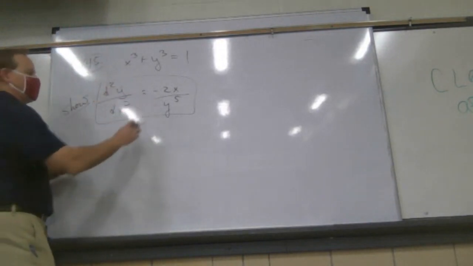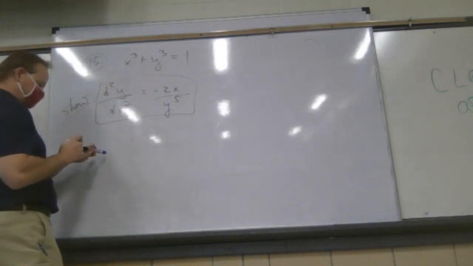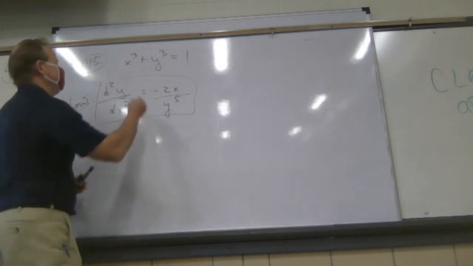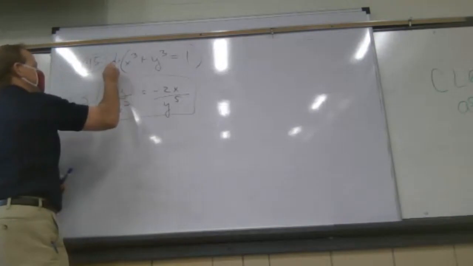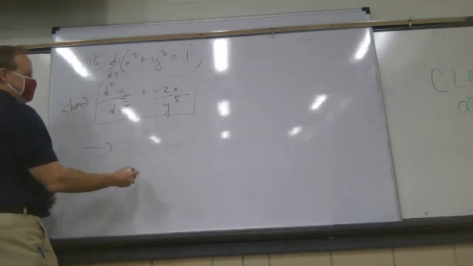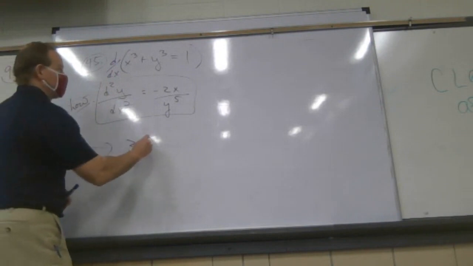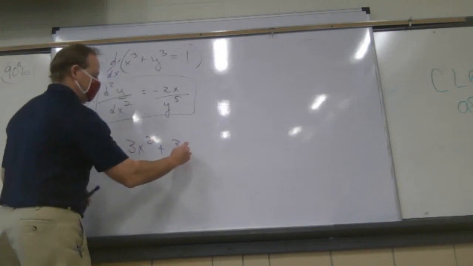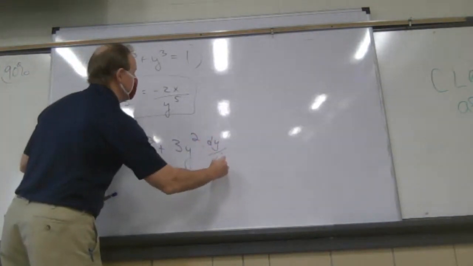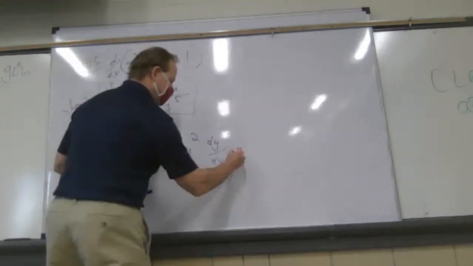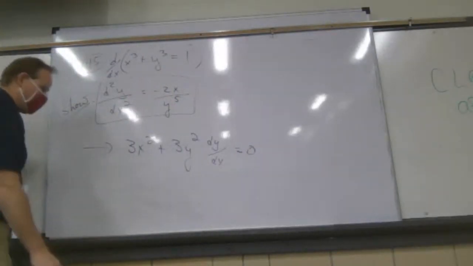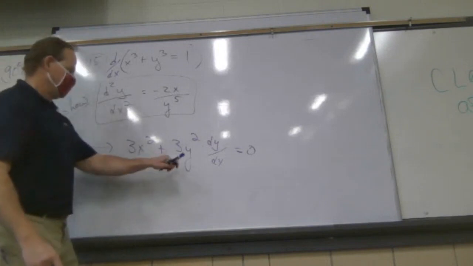d squared y over dx squared. All right, so what do we got to do first? If we need the second derivative, what do we need first? First derivative. Can you do that? I'm going to take the derivative of both sides with respect to x, and what do we get? x squared plus 3y squared times dy dx equals 0. I love it when it equals 0, right? It reminds me of all my friends. So anyway, we got this.